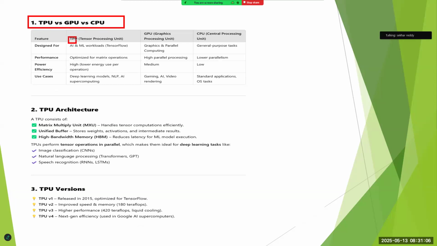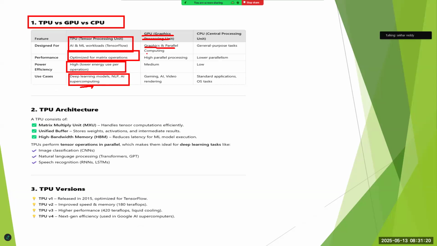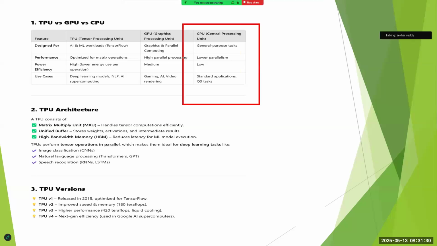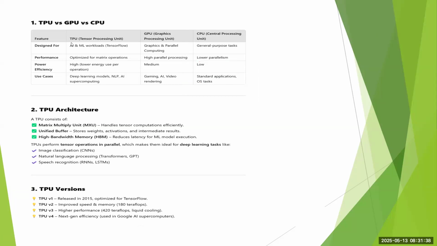TPU is for AI and ML workloads, optimized matrix operations, high power and deep learning models, NLP, AI supercomputing. The GPU is the graphical processing unit, for parallel computing, high parallel processing, medium gaming applications, gaming, AI, video rendering. CPU is what we are anyhow using in our laptops: low parallelism, standard applications, OS related tasks. Okay, this is the difference between CPU, GPU, and TPU.